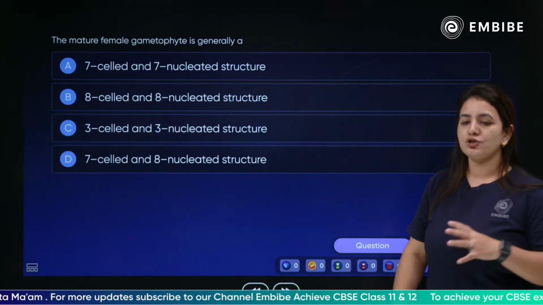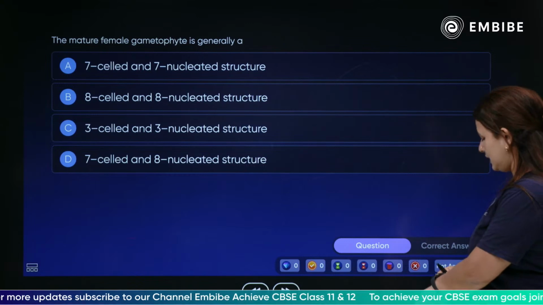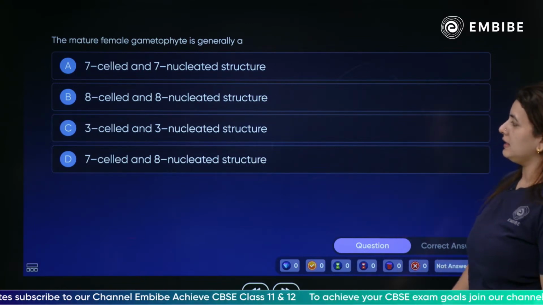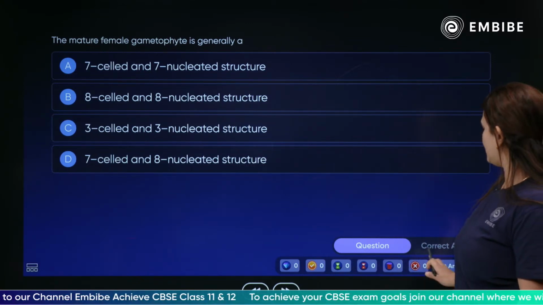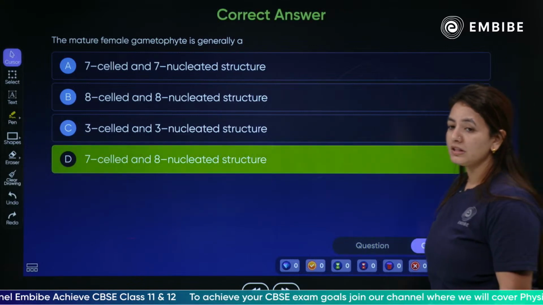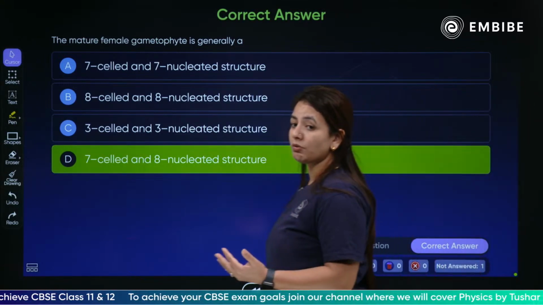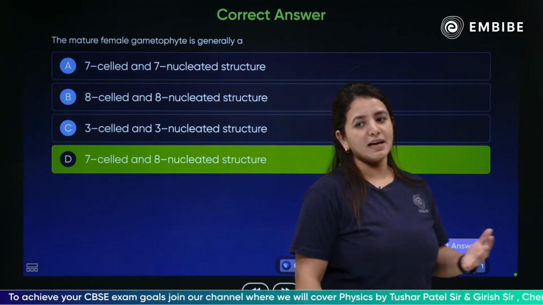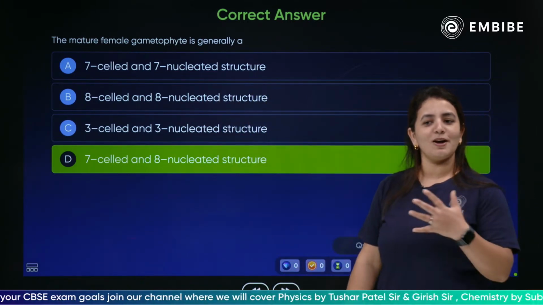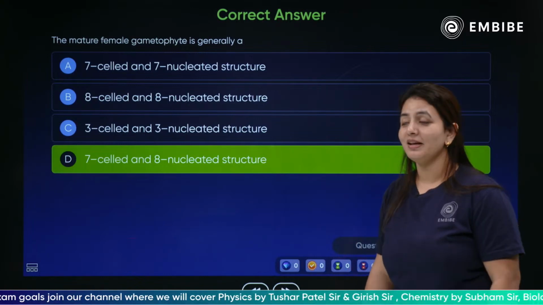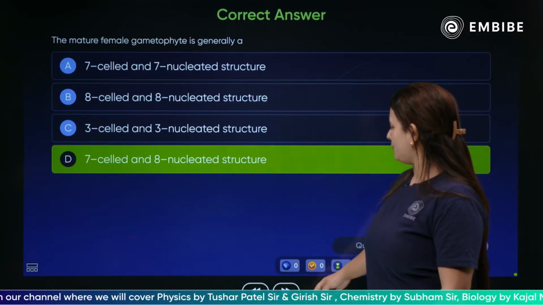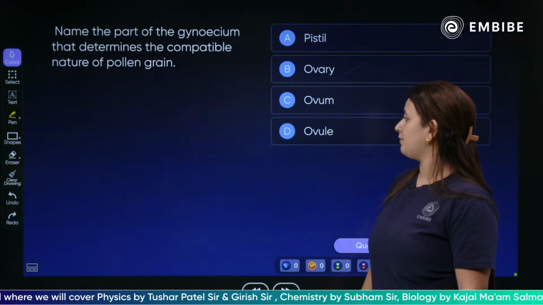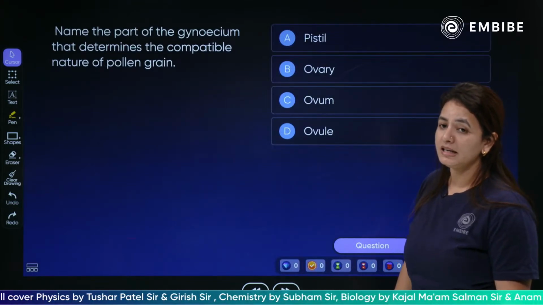Mature female gametophyte, how many cells are present in it? It is 7-celled, 8-nucleate. Absolutely easy. This is what megasporogenesis is all about. When the 3 megaspores, I'm just confusing because we have already discussed the microspore. The 3 megaspores which are haploid degenerate and one will eventually develop into the 7-celled and 8-nucleated stage.